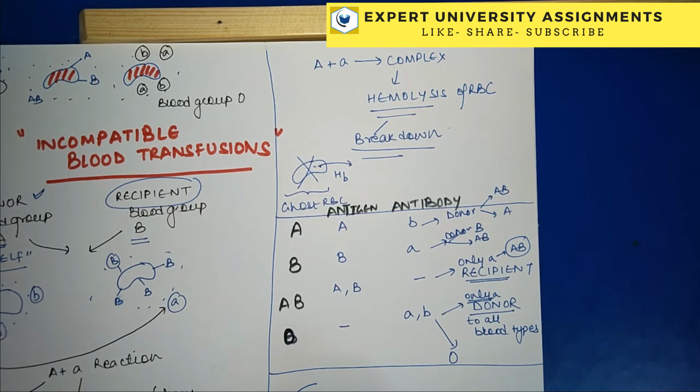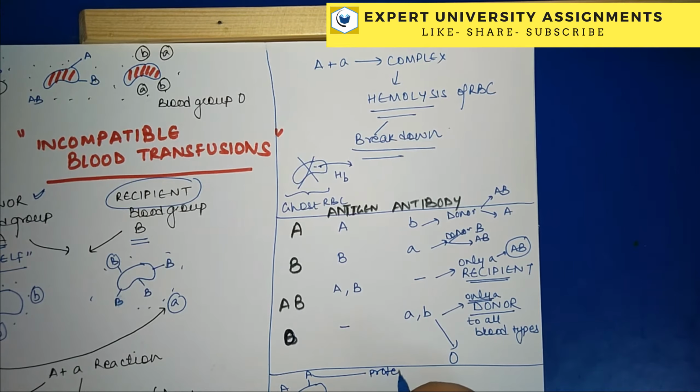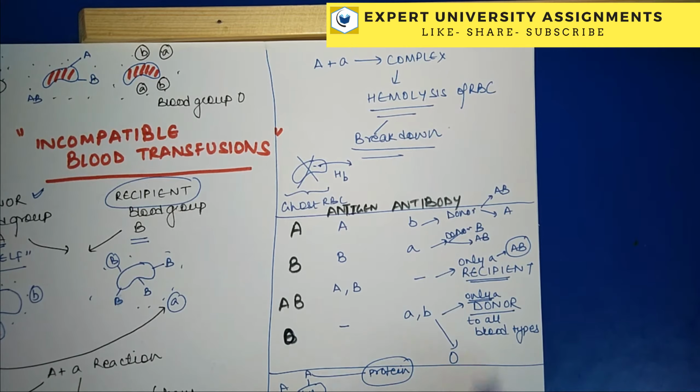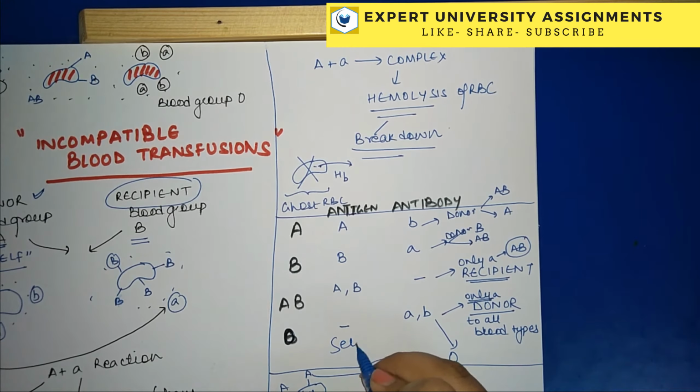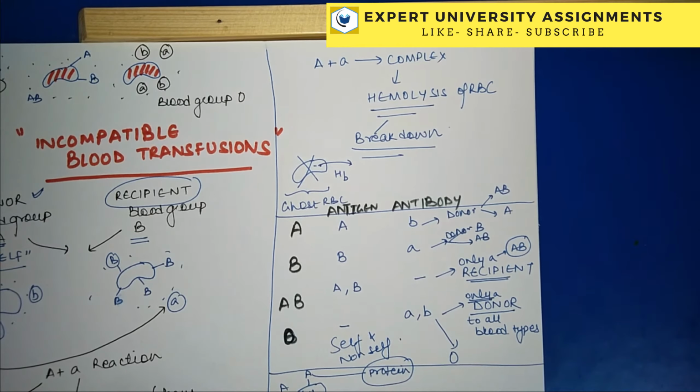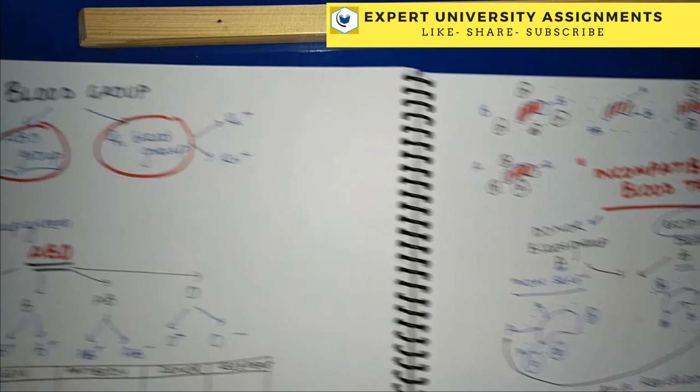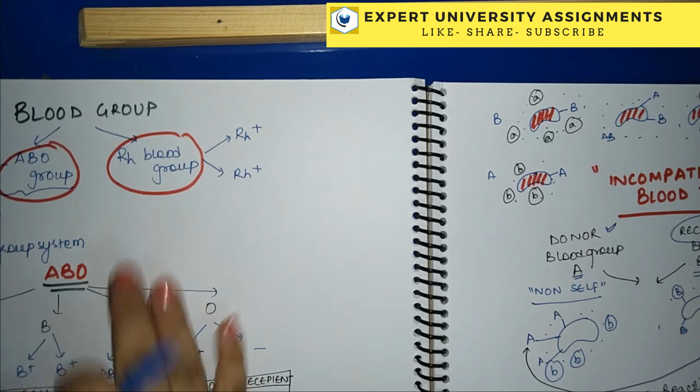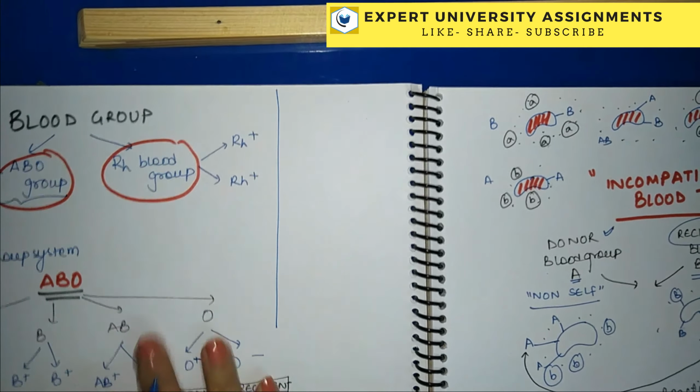If this is an RBC and this is blood group A, so A means it has A antigens on its surface, and antigens are nothing but proteins which identify the specific cells and are clearly able to differentiate between self and non-self. So thank you. In the next lecture, I'll be continuing with the RH blood group system. This is clear as for now, right?